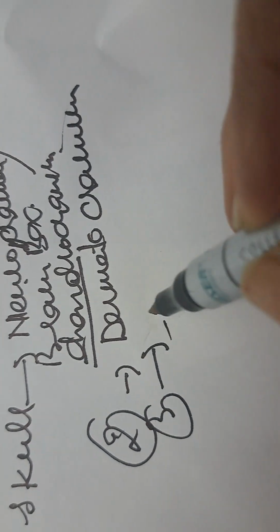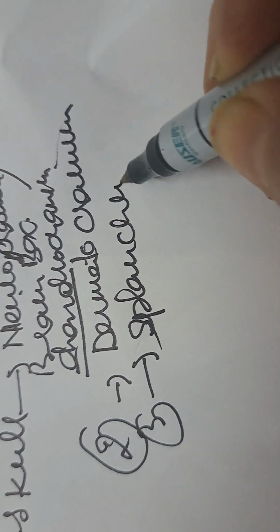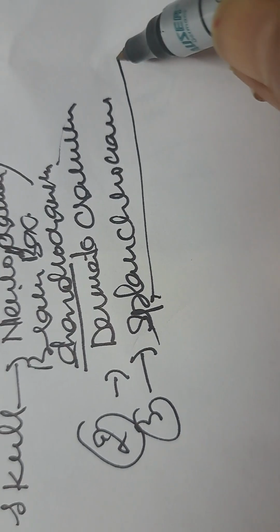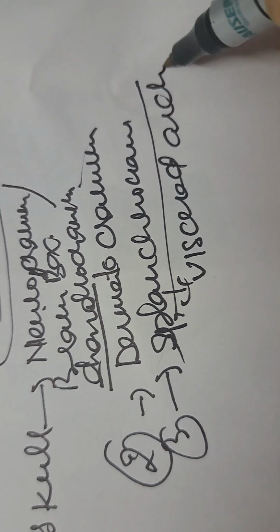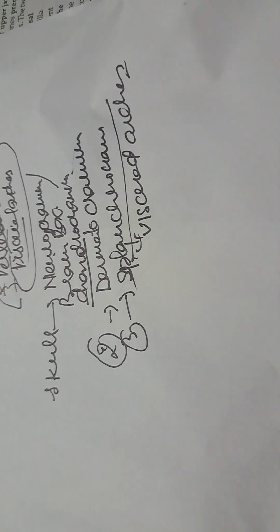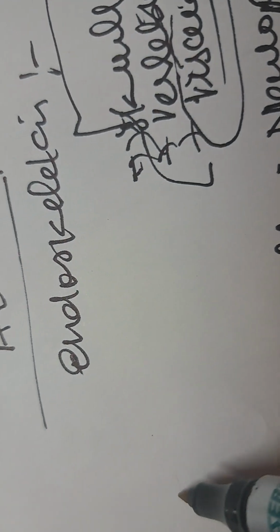And the third part is the splanchnocranium. Splanchnocranium includes the visceral arches, which is the endoskeleton of the pharyngeal part. So next, if we had to look at the splanchnocranium, let us begin with the cartilaginous fishes.